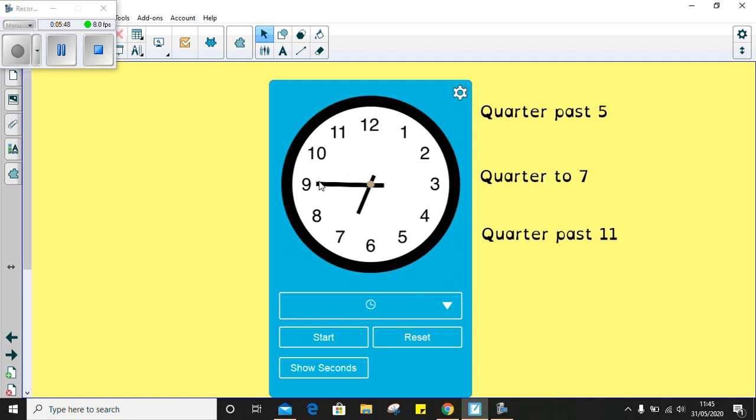Right, next thing we're going to make is quarter past 11. So I've made 11 o'clock there. I want to make quarter past. So that's a quarter of my way gone on this clock. So move around my minute hand a quarter of the clock to make quarter past 11. 15 minutes around my clock, just after 11 o'clock there.